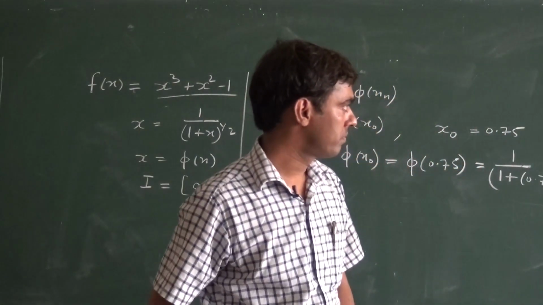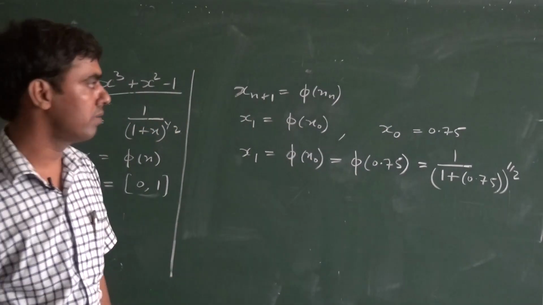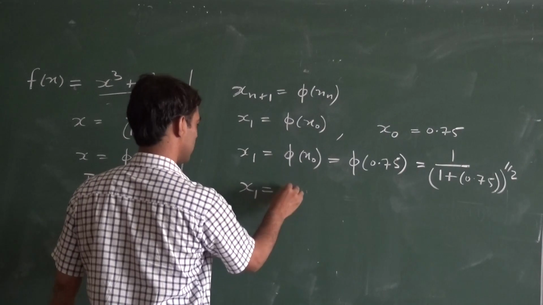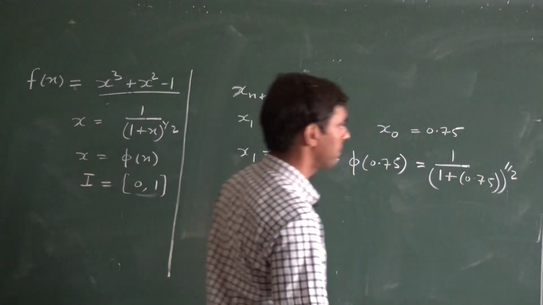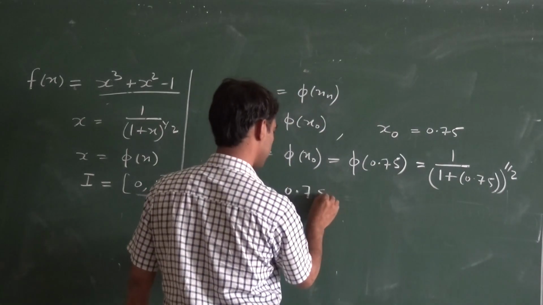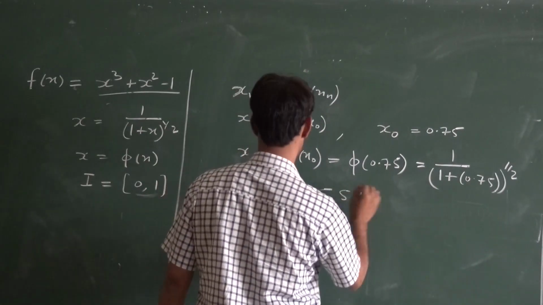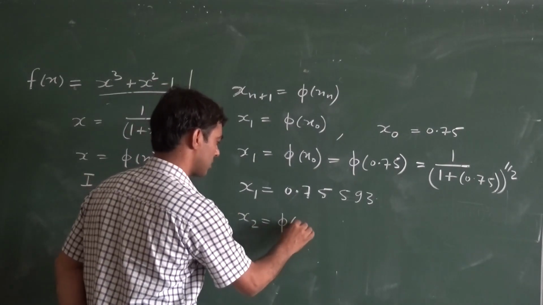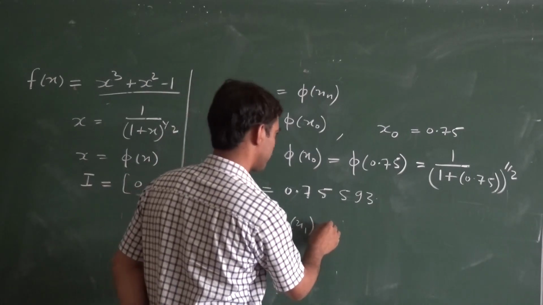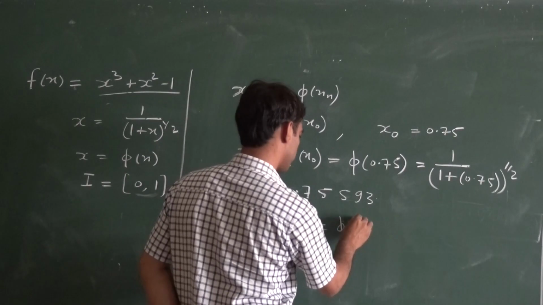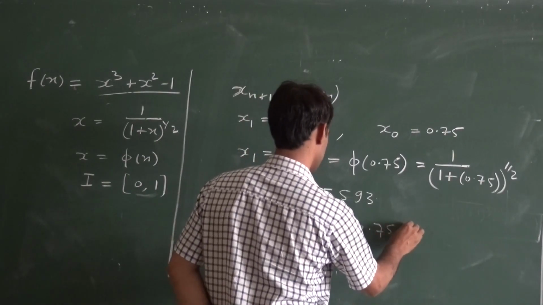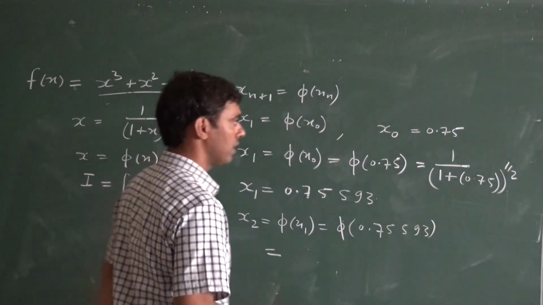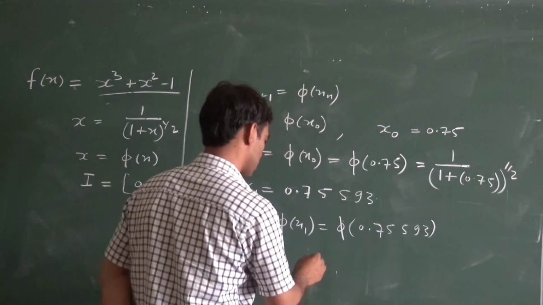Here we have already noted down the value of this one. The value of x1 equals 0.75593. Now similarly, what is the value of x2? x2 equals phi x1, that means phi of 0.75593. The value for this one is 0.75465.